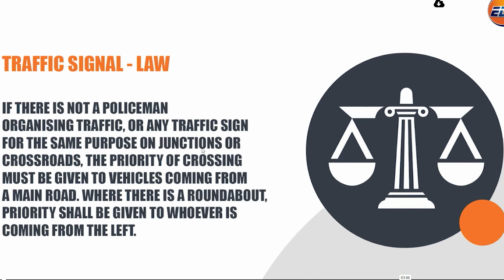Traffic signal law. The law says that if there is not a policeman organising traffic or any traffic sign for the same purpose on junctions or crossroads, the priority of crossing must be given to vehicles coming from a main road. Where there is a roundabout, priority shall be given to whoever is coming from the left.